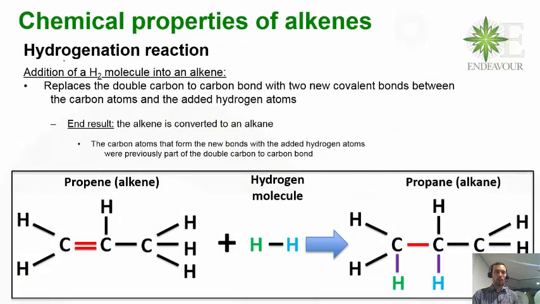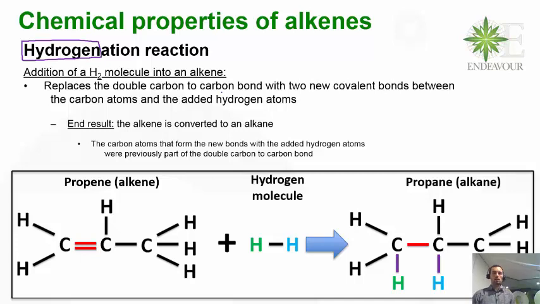So the name of the hydrogenation reaction gives away what's happening. It's actually got hydrogen in the name. So a hydrogenation reaction is actually a reaction where hydrogen is being added. And what's happening here is the double carbon-to-carbon bond within the structure is actually being broken. So one of those carbon-to-carbon bonds will no longer be there, and that means there's now new positions for hydrogen atoms to be added into.